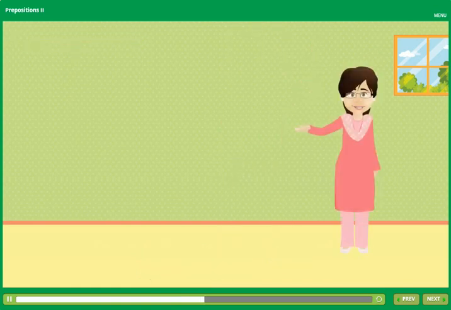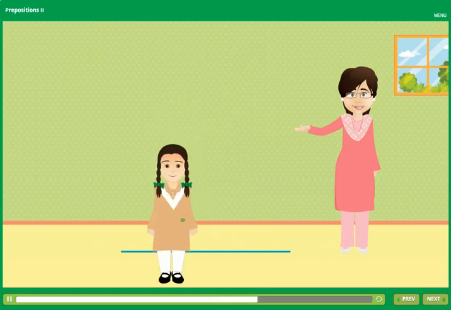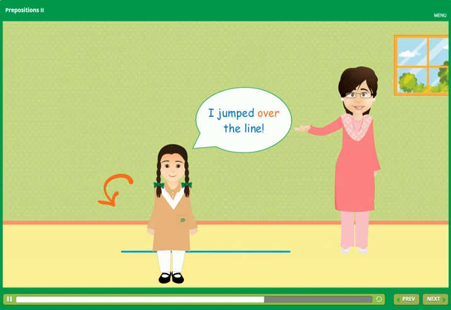Then draw a line on the floor using your chalk. Jump over the line. Ask different students to come and take turns. Each time they must say, I jumped over the line. I jumped over the line.